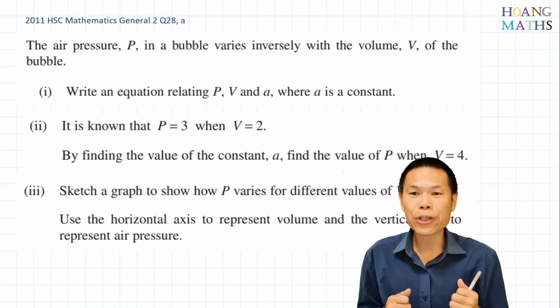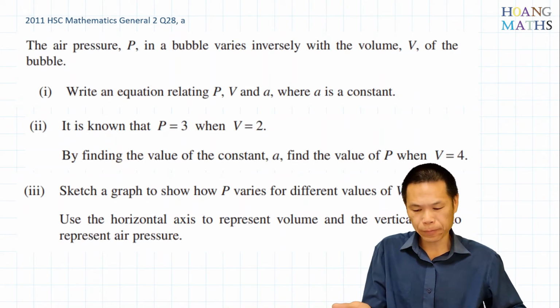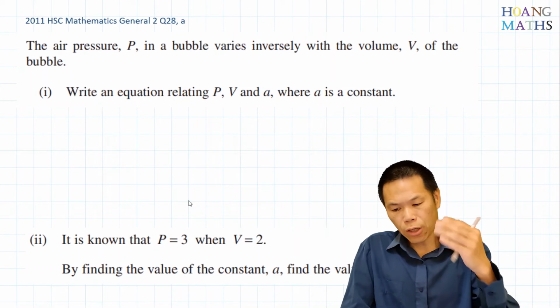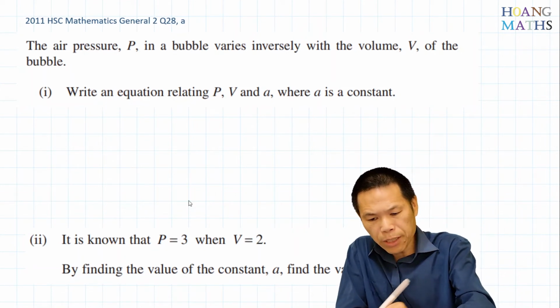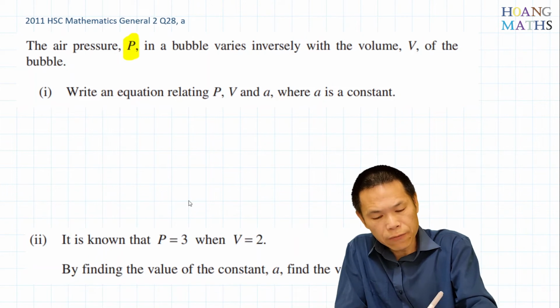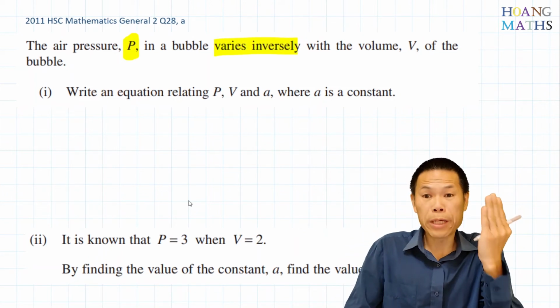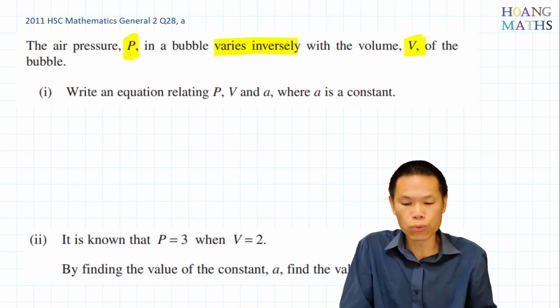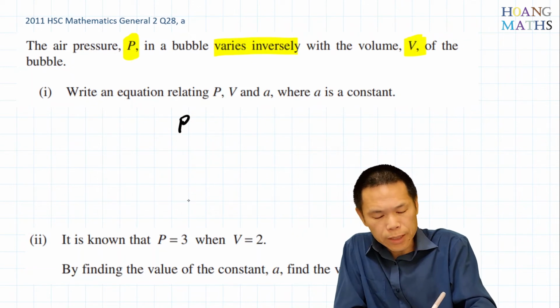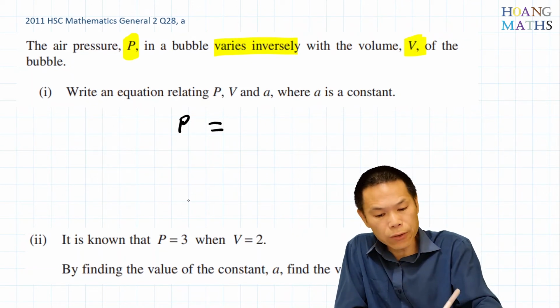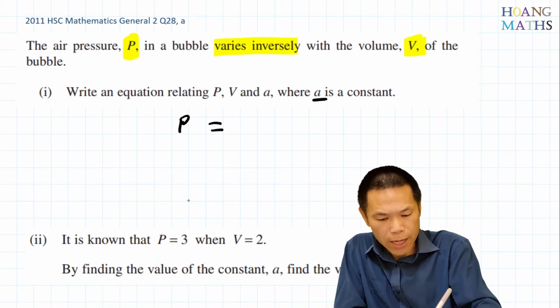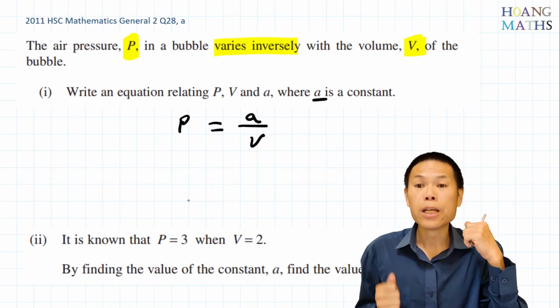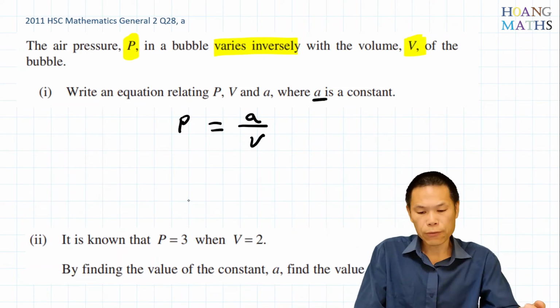Hi, I'm back. How did you go? So let me go through them with you, okay? So first one. We know that the pressure P varies inversely. So that means we know that P is equal to K over V. So that is the general rule. But in this case, we use the value of A because A is a constant given. So therefore, instead of writing K, I write A. So P is equal to A over V. That is the general rule. That's all we need to find.